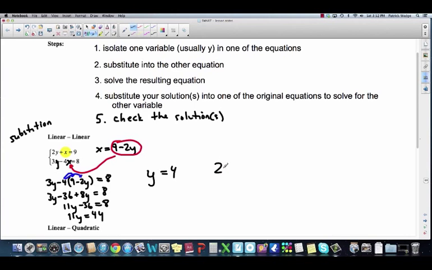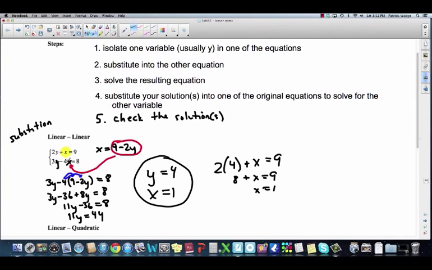So I get 2 times y, which is 4. So 2 times 4 plus x equals 9, and I solve that. 8 plus x equals 9, x equals 1. Okay, so y equals 4 and x equals 1. I've solved it. If you want to check the solution, see if it works.